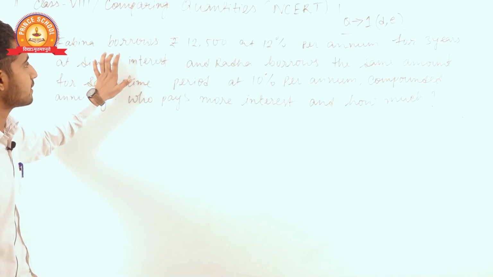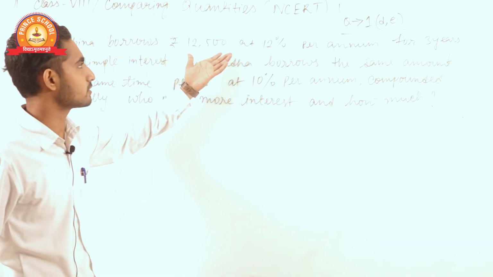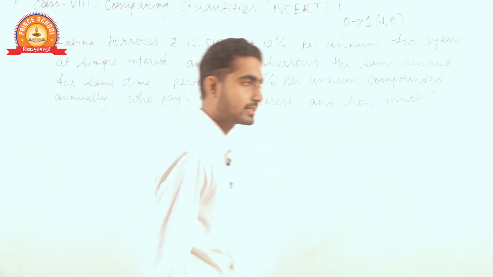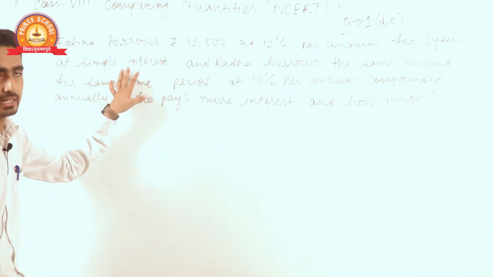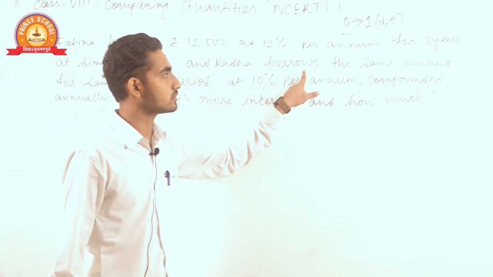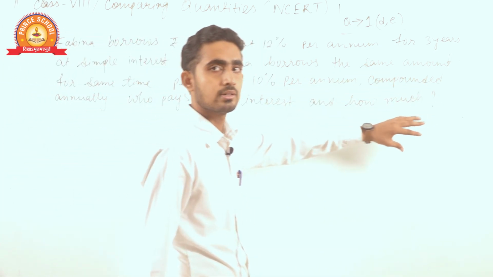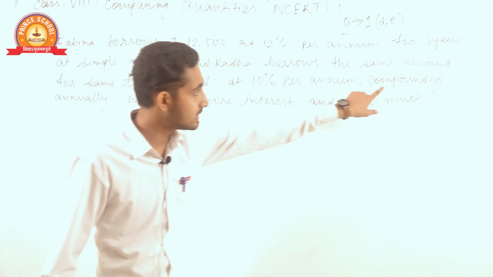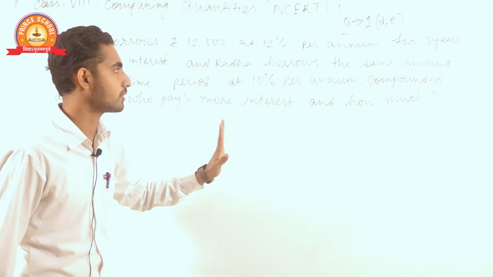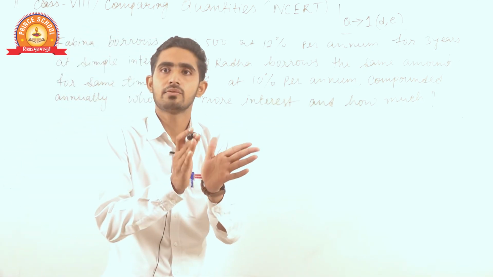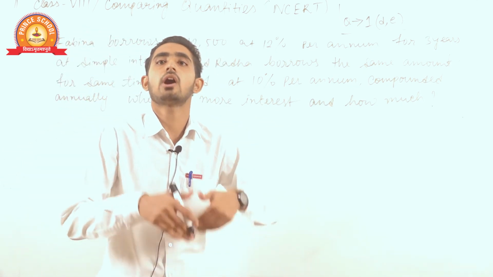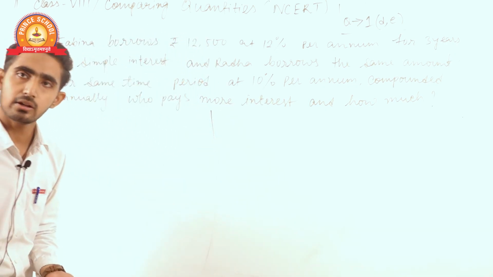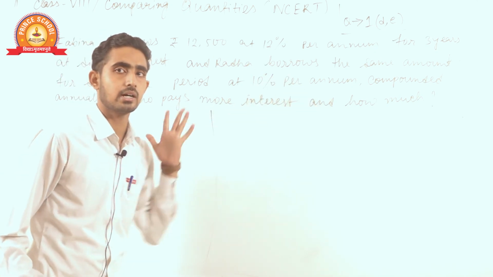Now comes a very simple question. In your question it says Fabina borrows 12,500 rupees at a rate of 12% for 3 years. The main thing is given, but you have to find the simple interest. In this question, Radha borrows the same amount for the same years, but the rate of interest is different and compounded. That is very important. Now we have to compare. Whose interest is greater, and how much? So we have to find out for Fabina and for Radha also.